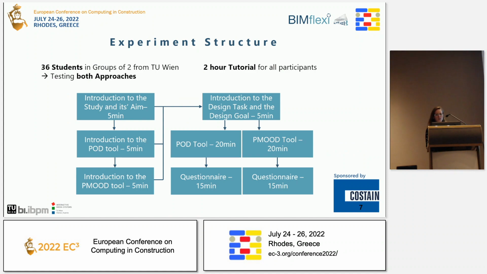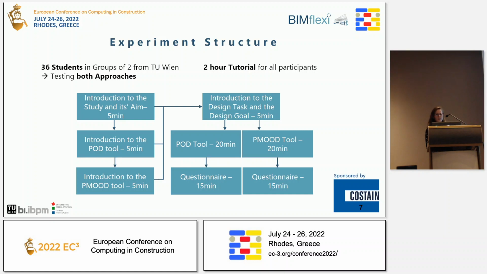So the within-subjects empirical experiment included 36 students of the TU Wien. Among the participants, a rough distinction was made between architects and engineers. So 18 groups of 2 were randomly generated and built design teams that all tested both introduced approaches. The participation was not limited by any previous knowledge about optimization or parametric modeling. Therefore, all students had to attend a 2-hour tutorial the day before the user study.